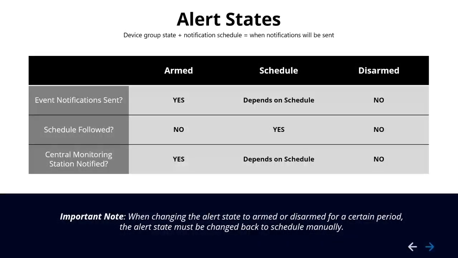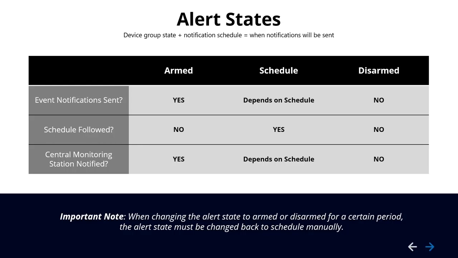Device groups allow an authorized individual to control the state of the group or zone. This is called the device group's alert state. The state of the device group will control whether event notifications or alarms will be sent from YourSixOS. This could be something like a person or vehicle being detected. Please view our video on notifications for a deep dive on this topic.